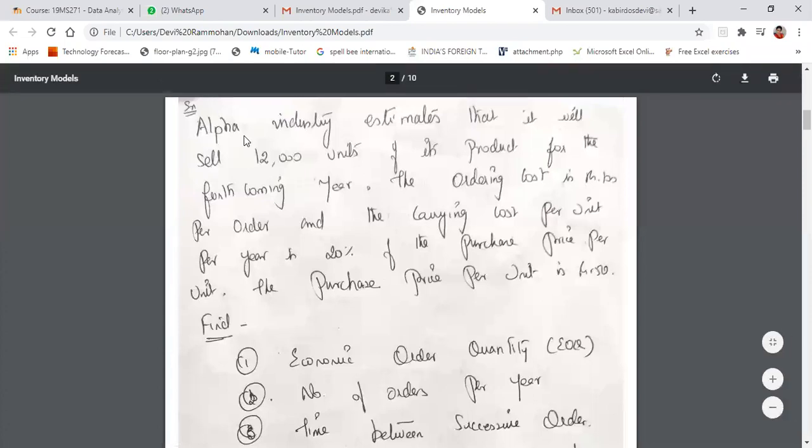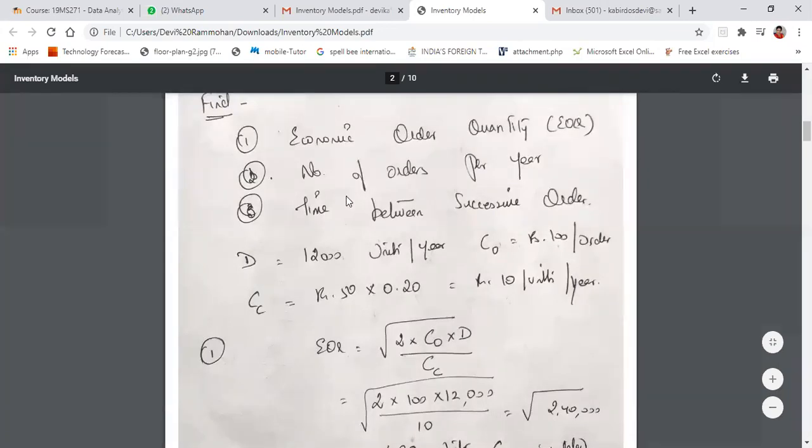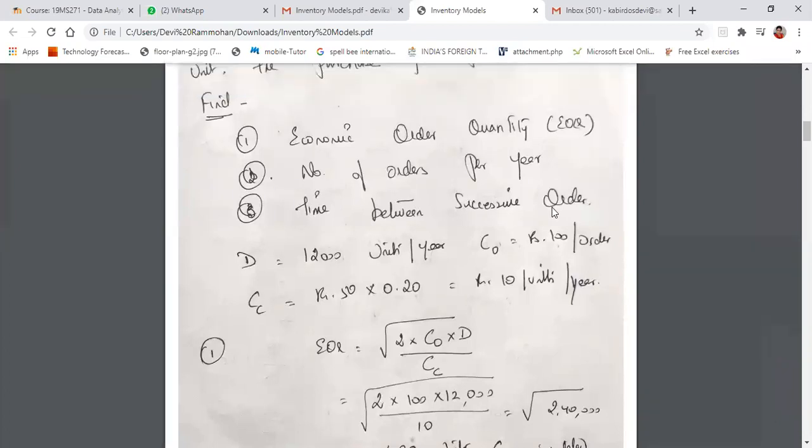So Alpha Industry estimated that there would be a requirement of 12,000 units of product for the forthcoming year. The ordering cost is 100 per order, and the carrying cost per unit for the entire year is 20% on the purchase price, and the purchase price per unit is rupees 50. Here they are asking you to find the economic order quantity, the number of orders per year, and the time between successive orders.